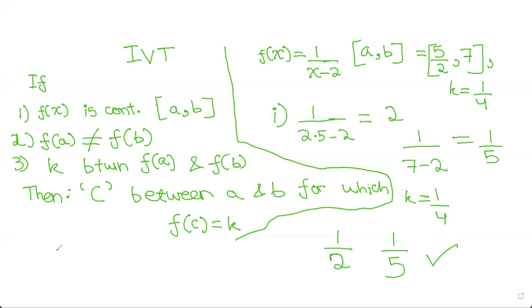Now the second part says find the value of c. So we know that f of c is equal to k, right? So we just substitute c in the equation. So f of c, 1 by c minus 2, is equal to k. K is 1 by 4. Now we have an equation and we can solve it. So c is equal to 6. So this is our final answer for the value of c.